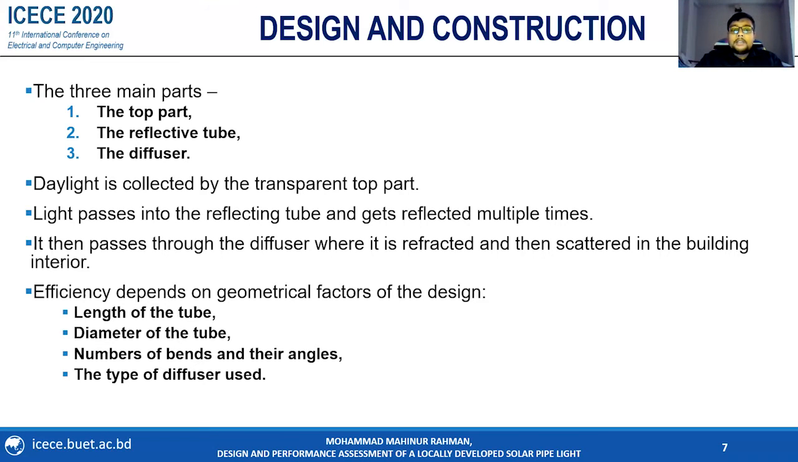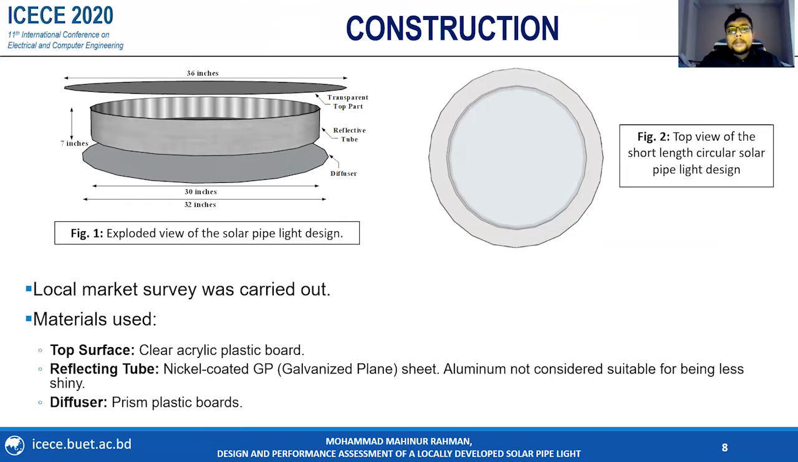The efficiency of the design depends upon geometrical factors such as the length of the tube, the diameter of the tube, the number of bends and their angles, and the type of diffuser used. In figure 1, we present the exploded view of the solar pipe light. In figure 2, we show the top view. And the exploded view clearly shows the transparent top part, the shiny reflective tube, and the diffuser part.